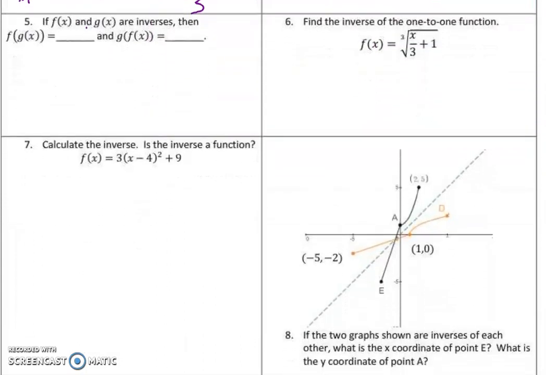Number 5, if f of x and g of x are inverses, then f of g of x equals x, and g of f of x equals x. Not negative x, not 2x, not x squared. It has to be just x.